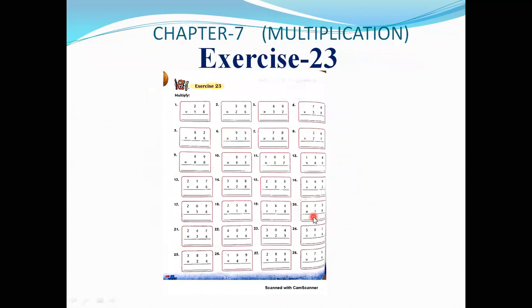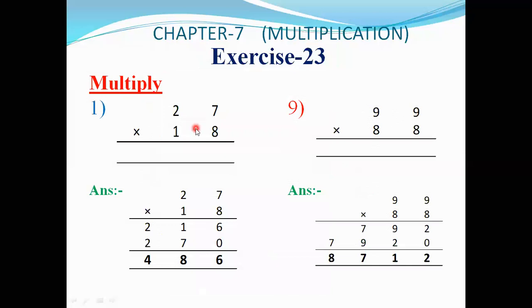Now, students, here is exercise 23 of your book, Composite Mathematics. Here are question numbers 1 to 28. Now, when we multiply these types of questions, you see the first question is a 2-digit multiplication. Now, when we multiply 18 by 27, we will multiply in the same way as in the previous examples.